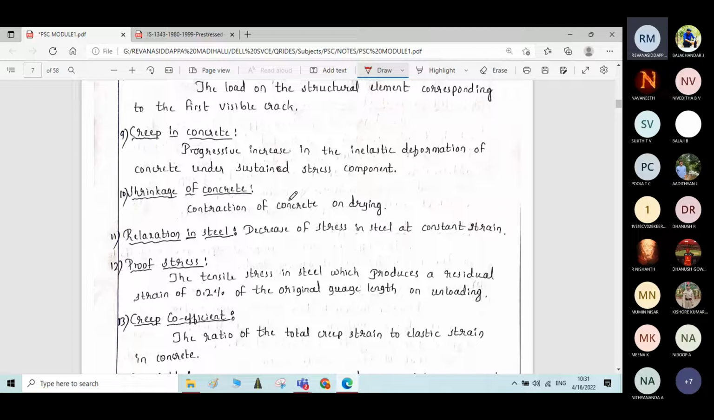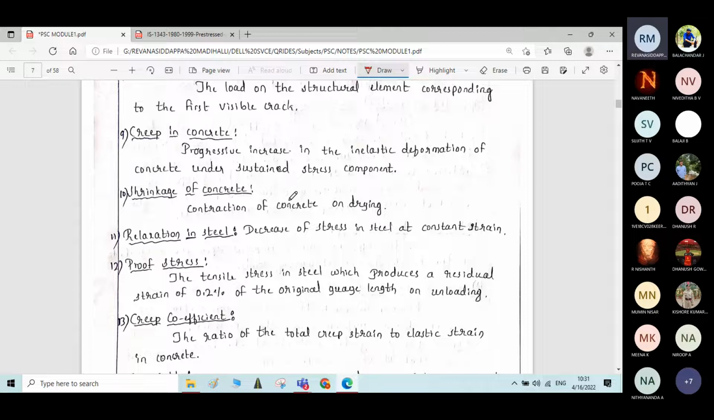Reduction in volume of the concrete after drying is called shrinkage. Why will the reduction in volume take place? Because in fresh concrete, the excess water, beyond what is required for the hydration process, gets evaporated out to the atmosphere. Then shrinkage of the concrete takes place, or reduction in volume of the concrete takes place.